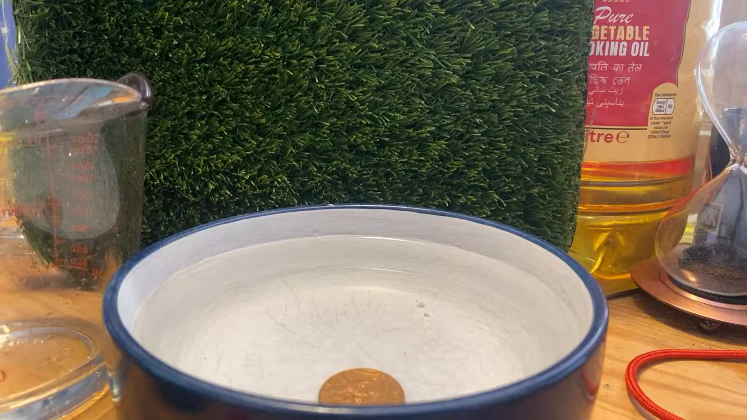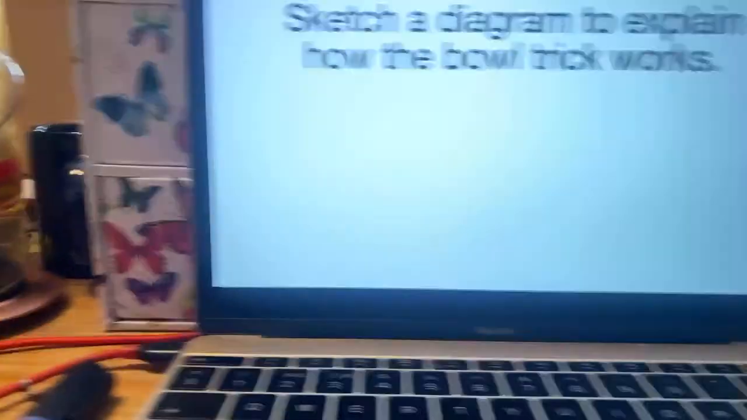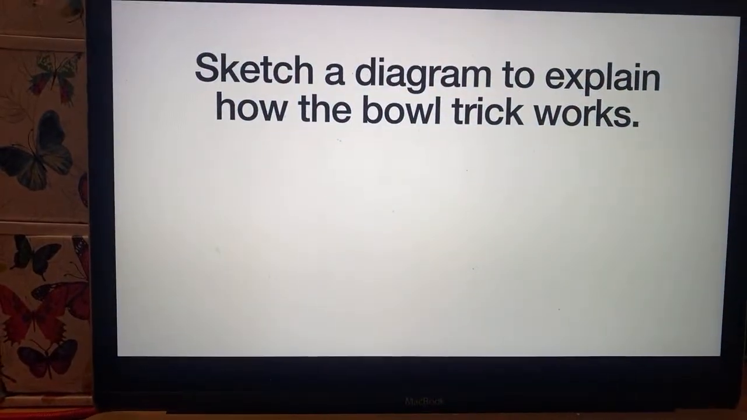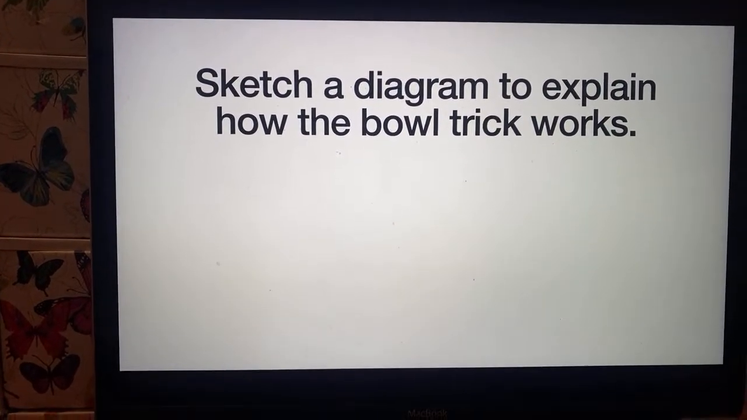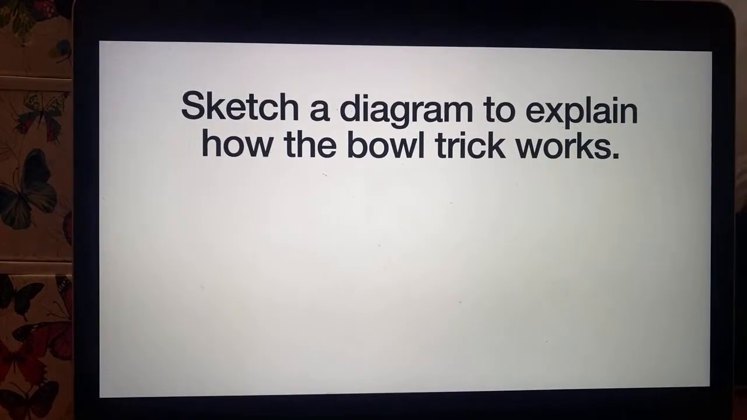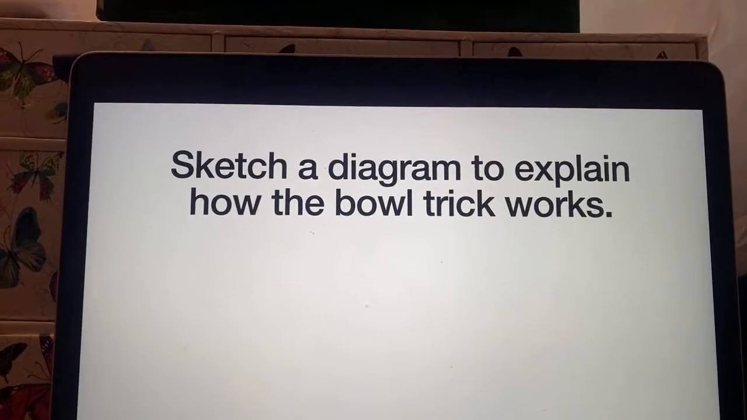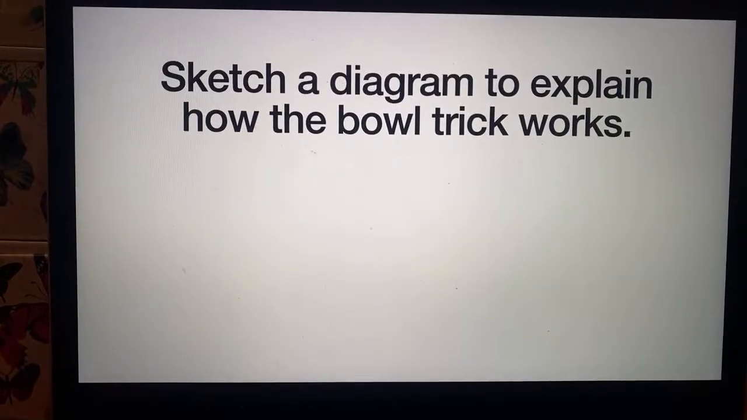Can you sketch a diagram to explain how the bowl trick works? Now, probably the answer is no. I've taught this lesson several times now, and the answer for me, to be honest, is still kind of no. But I want us to do it anyway, because if I just show you a diagram showing how that works, we're not going to have learned anything. We need to feel uncomfortable.